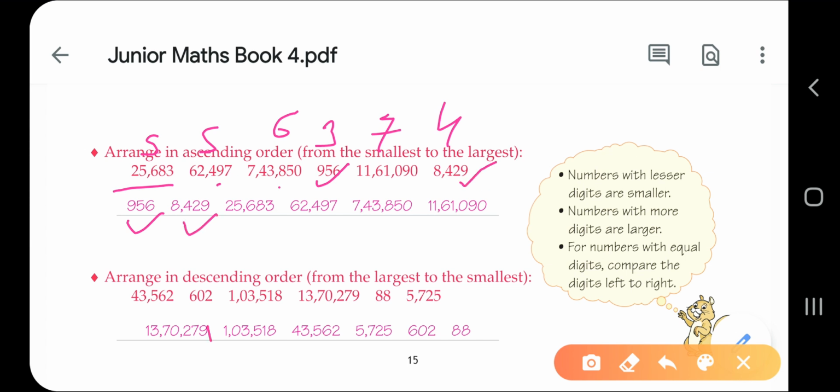Okay, again we will compare the 5-digit numbers. So how will you compare? Left to right. The leftmost digit is 2 and here it is 6, so which one is greater, 2 or 6? Obviously 6 is greater, so this number is greater and this is smaller, so we will write the smaller number first. Okay, and after that again we will write the 5-digit number. After that we will place the 6-digit number, and after that the 7-digit number.